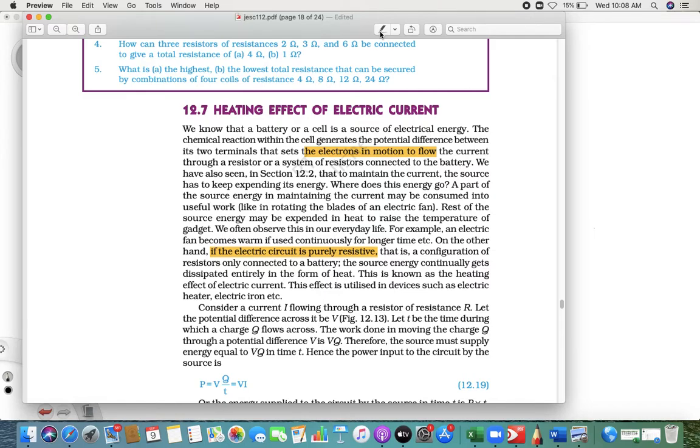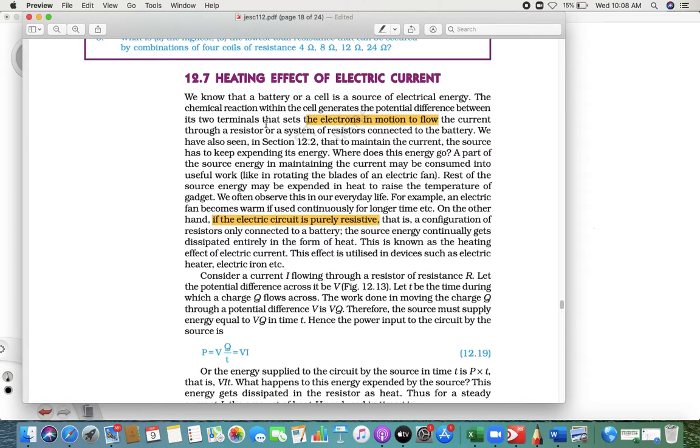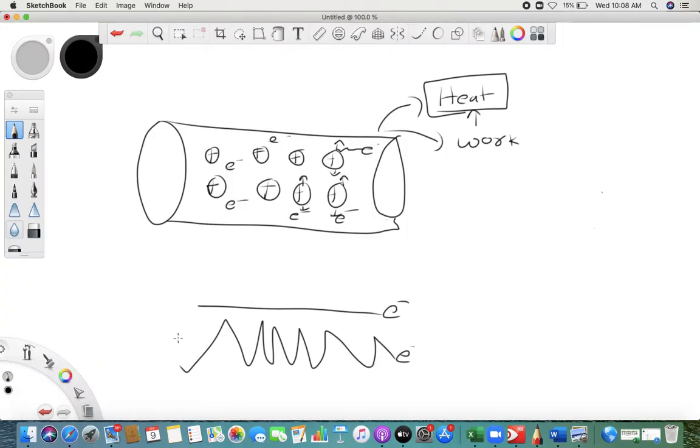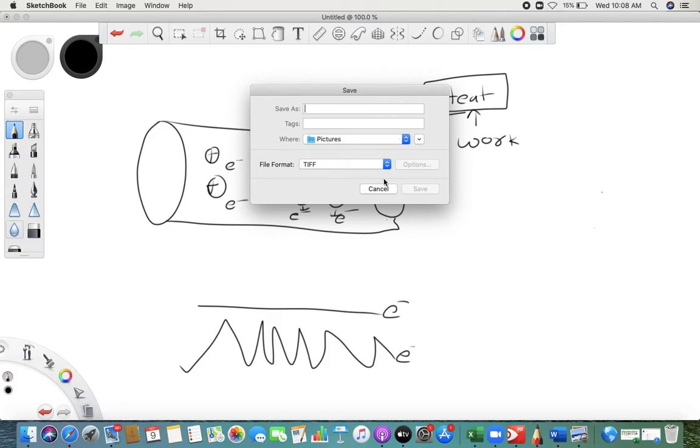Fine. I hope you are getting what I'm trying to say. Now, how can you put it into a formula? Consider the current I flowing through a resistor R. Let the potential difference across it be V. Let the charge flowing in time t be Q. So what is the power we are going to use? The power is what?